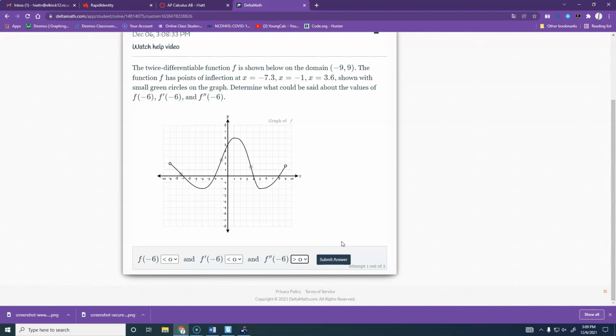All right. Okay. That's fine. All right. So are you second derivative? Think concavity. Are you concave up or down? Down. So second derivative is going to be negative.